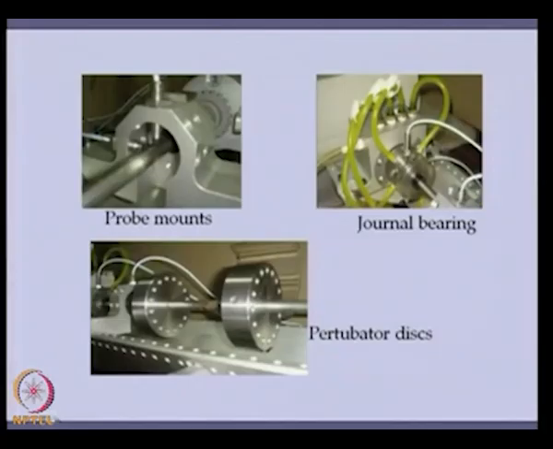You can see this is the shaft, and these are the proximity probes. There is a gap between the shaft and the probe, and when the gap changes it produces a current proportional to that, and we can measure the displacement. And this is a fluid film bearing in which we can measure the pressure also at various locations. And this is a disc, and in this particular disc you can see there are threaded holes in which we can put a screw, so that we can put some kind of trial mass in this. So, basically we can call this a perturbator disc.